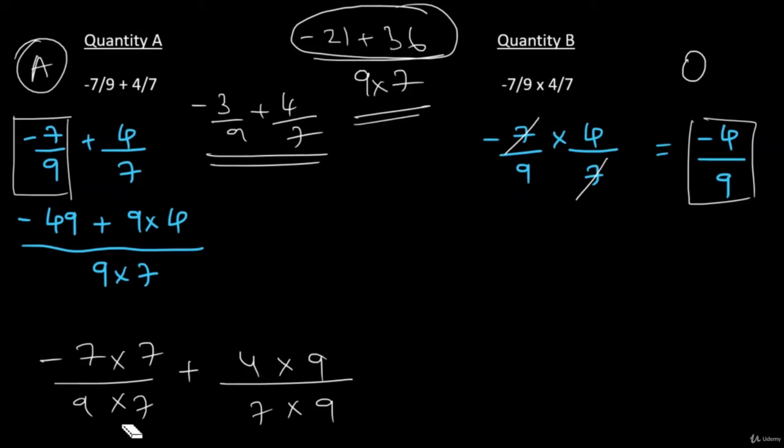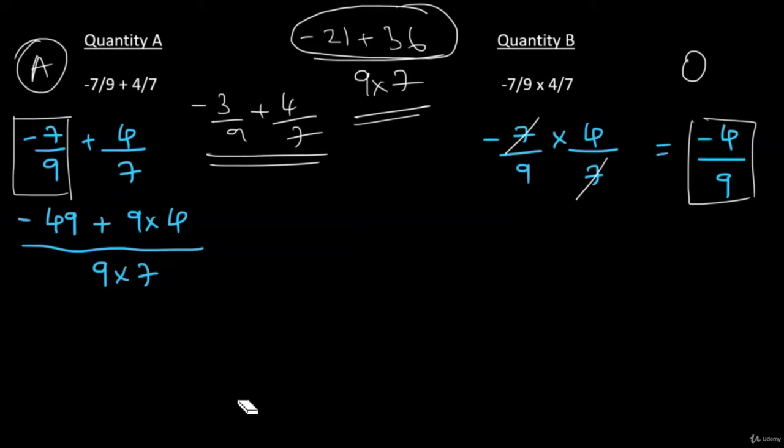Alright, now let me make some space over here. Now what does this simplify to? Your numerator is minus 49 plus 36, right? Which is minus 13, and your denominator is 63. So this is minus 13 by 63.